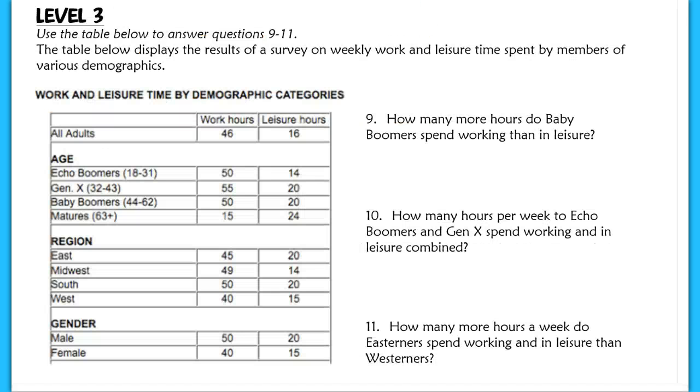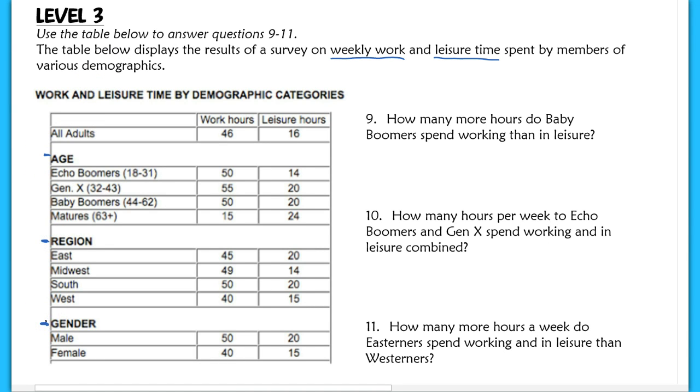This next level 3 question has a table that is going to display the results for a survey on the weekly hours that is spent working or in leisure time. So like activities other than work, so anything like hobbies or watching TV, that kind of thing. And this is going to show the different type of demographics. So here we've got it broken down by age, by region, and by gender.